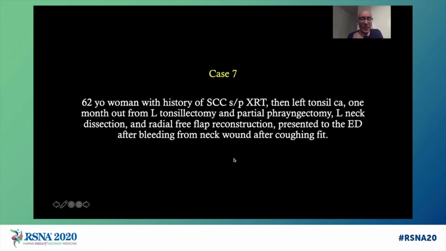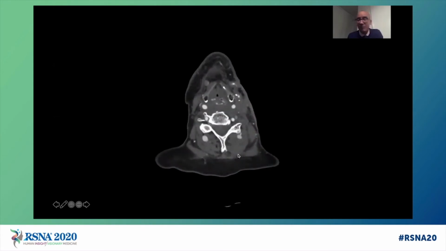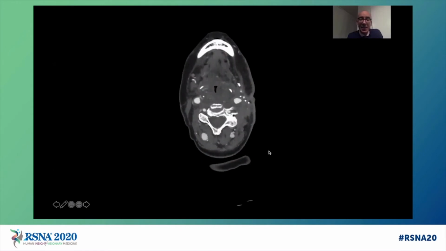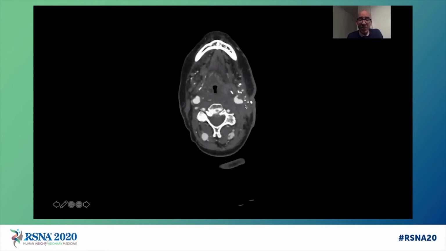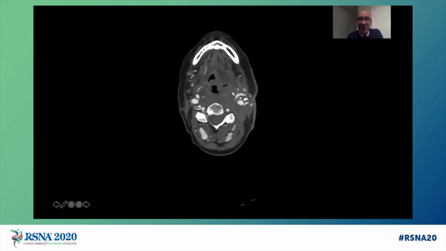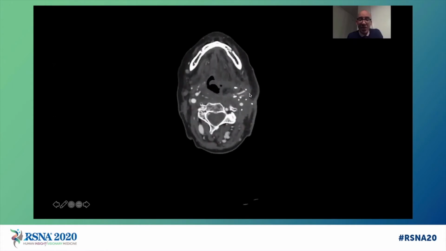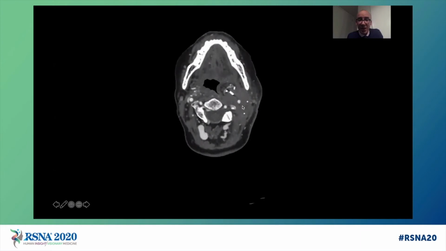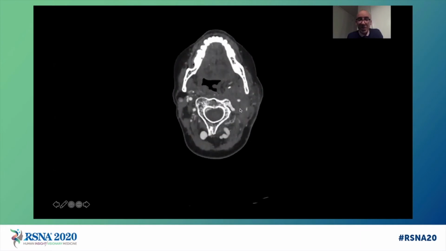She had some minor bleeding from the wound, which brought her to the ED. She got a CTA, lots of post-surgical change here. All right, we're in the carotid bifurcation on the left side. There's the external carotid artery. That's anastomosed to the radial artery here as part of this flap reconstruction. But as we look at the internal carotid artery, we see that there is this outpouching here on the lateral aspect.